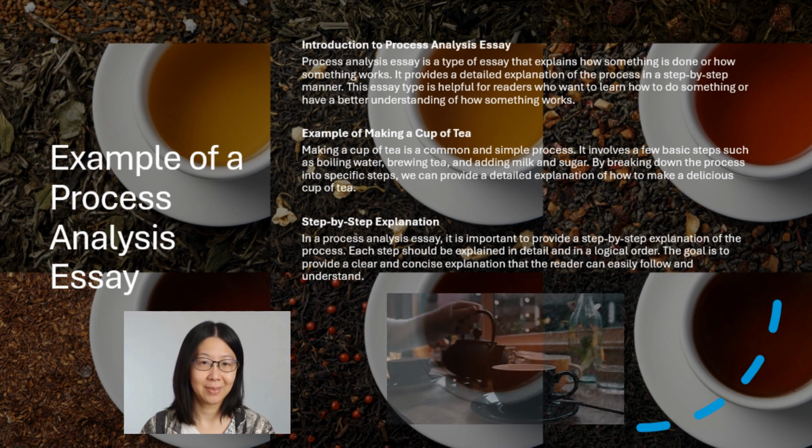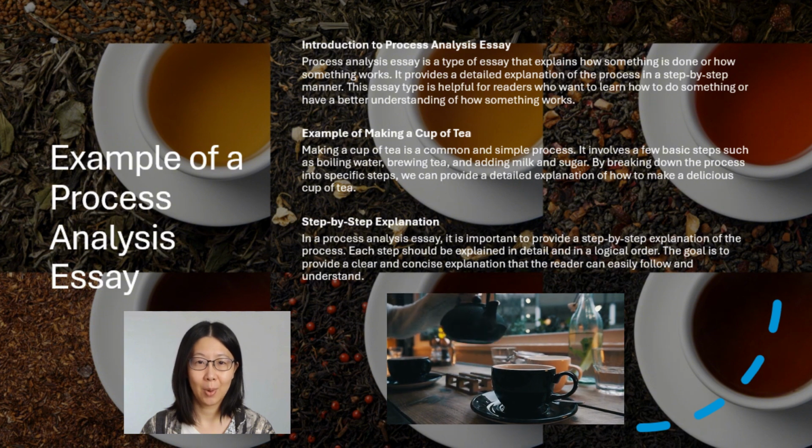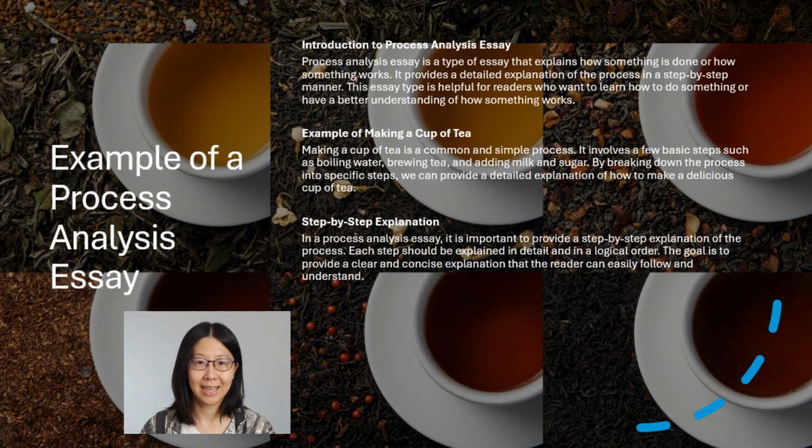Example of making a cup of tea. A simple yet effective example is explaining how to make a cup of tea. This process involves familiar steps like boiling water, steeping tea, and adding extras such as milk or sugar. By breaking these steps down into smaller, manageable parts, you ensure the reader understands each stage of the process and can replicate it.